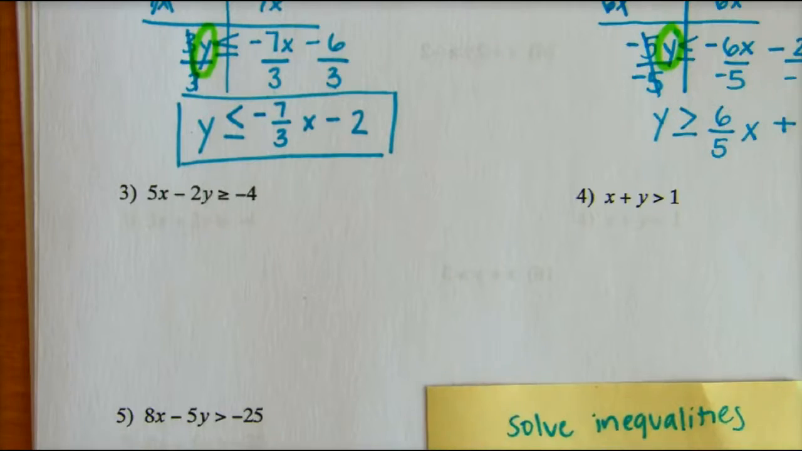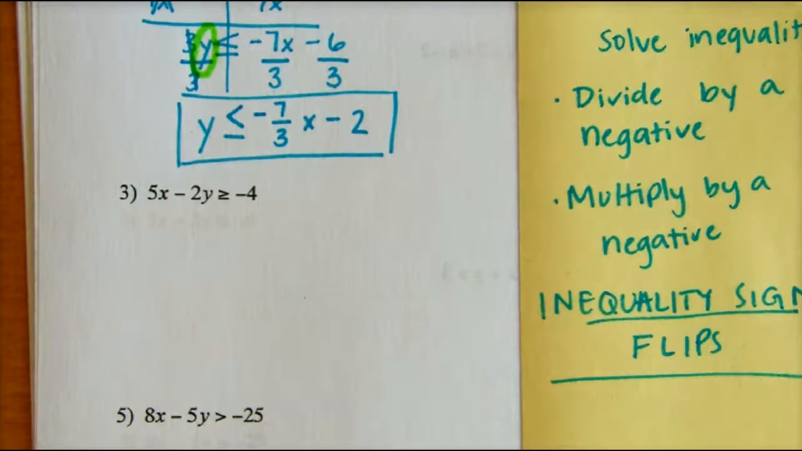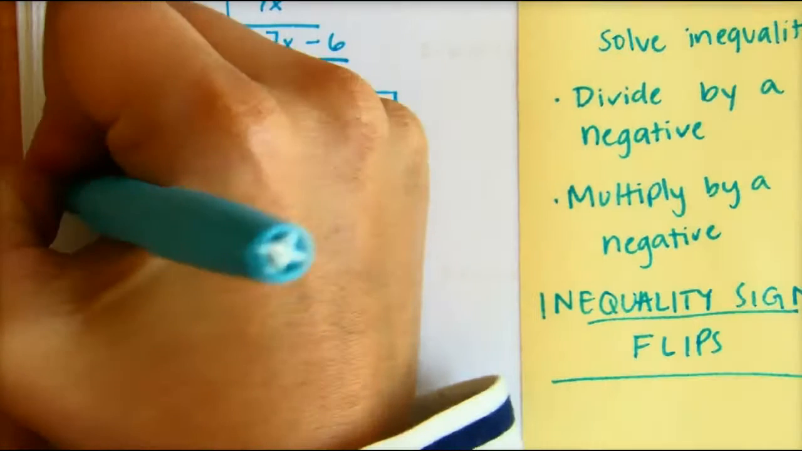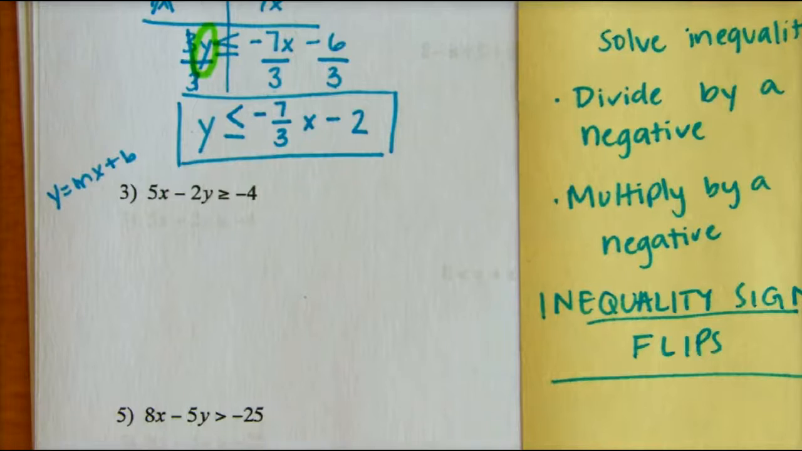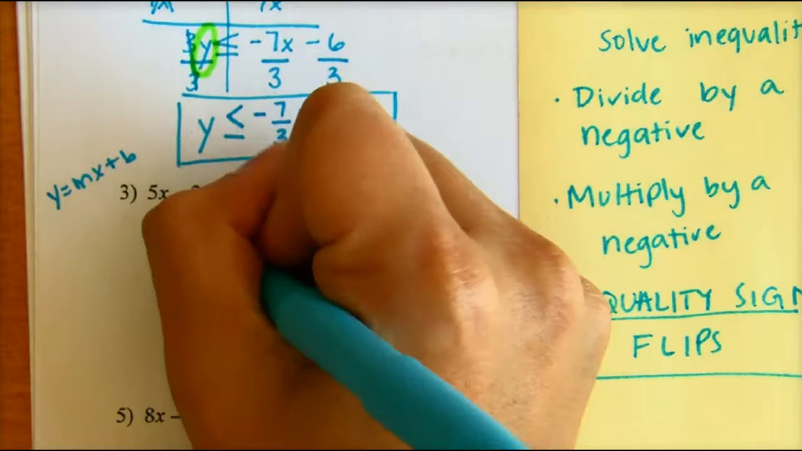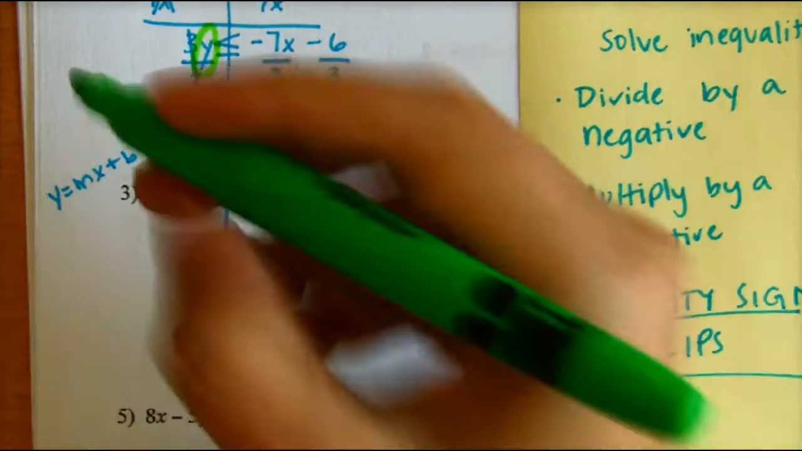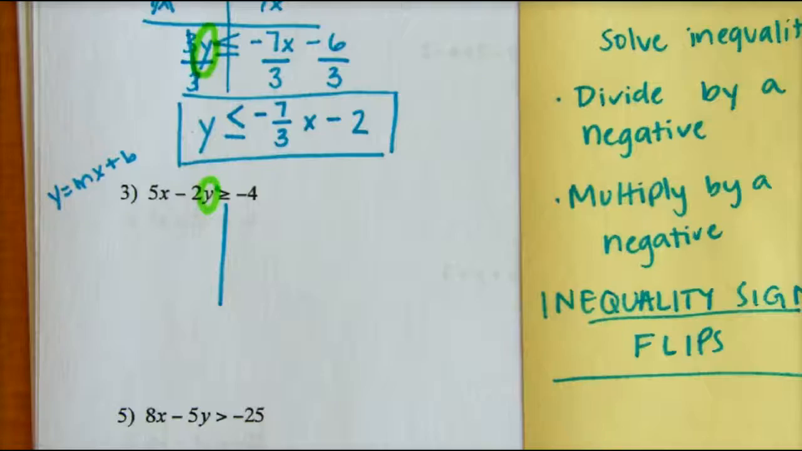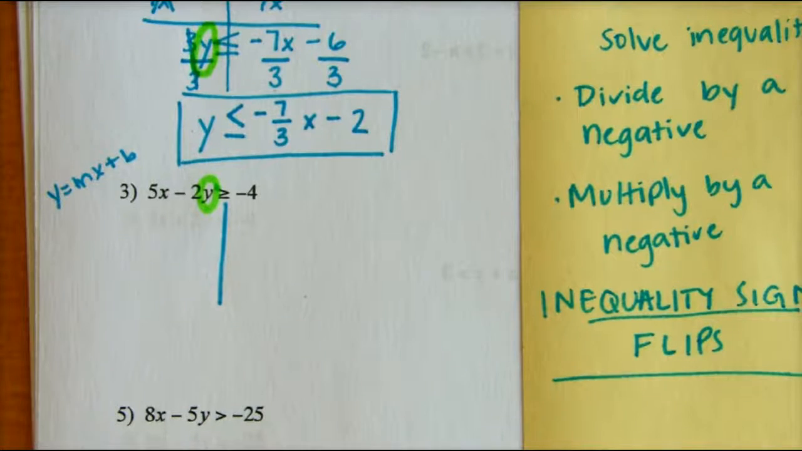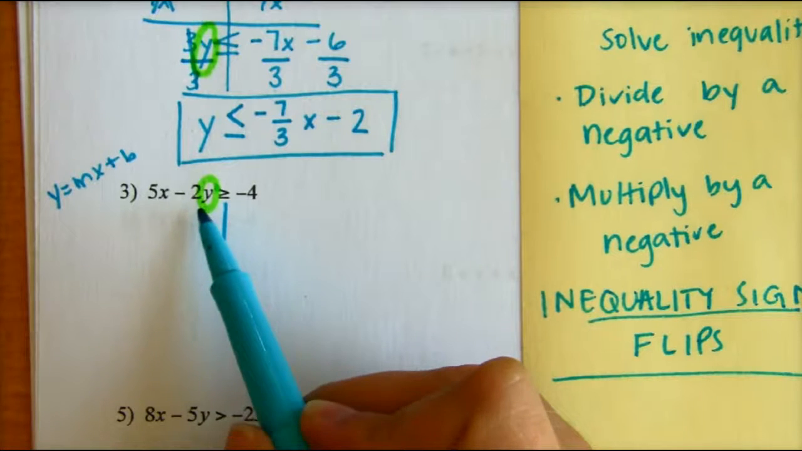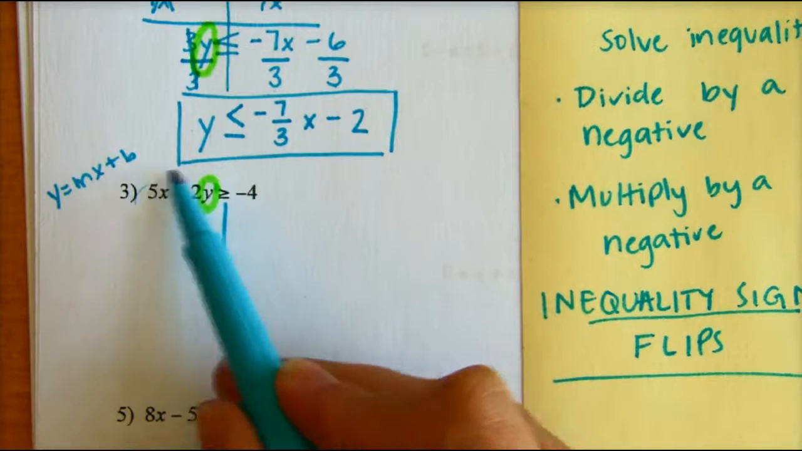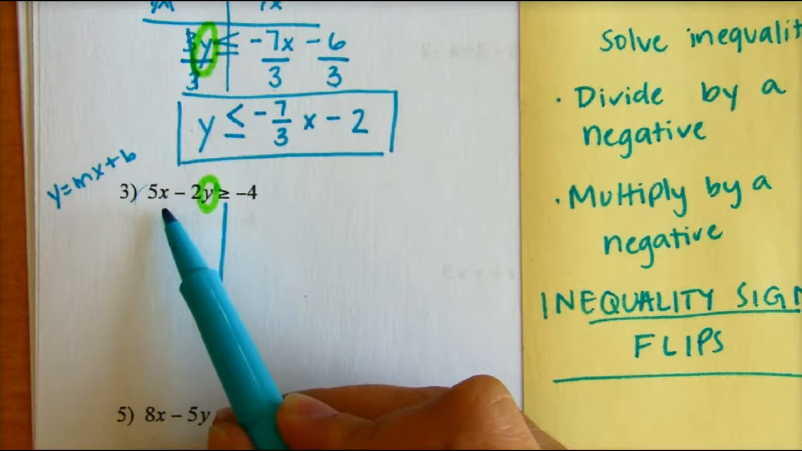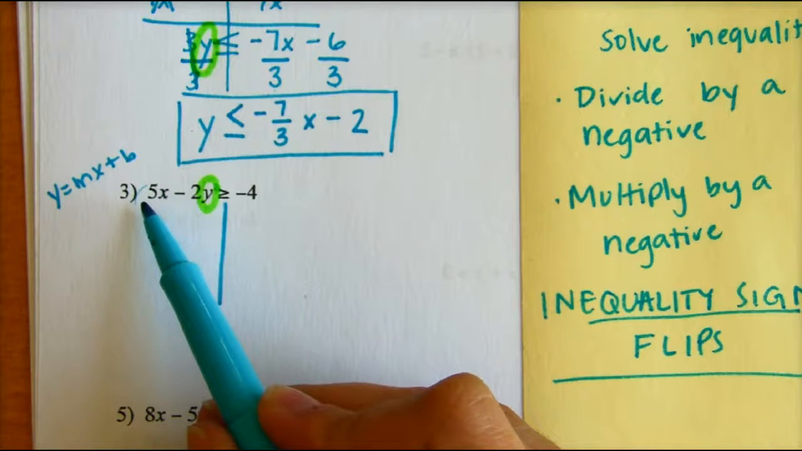Okay, looking at number 3, so I'm trying to get my equation into y equals mx plus b form. I'm going to start by drawing that wall, finding y. Y is not by itself. First, I'm going to ask myself, is there a term on this side of my inequality that does not have a y? Yeah, this 5x doesn't have a y.